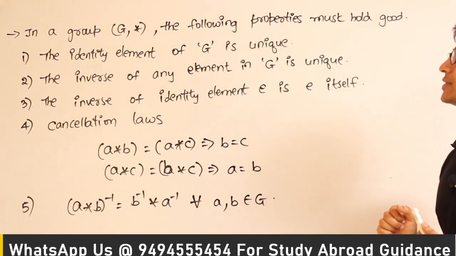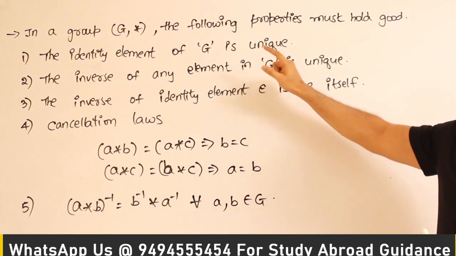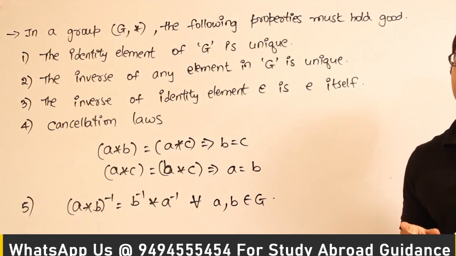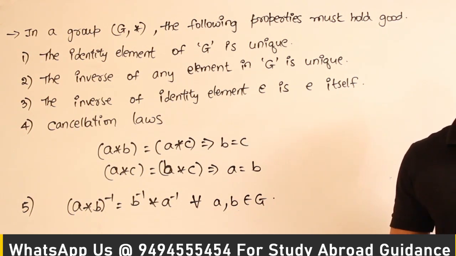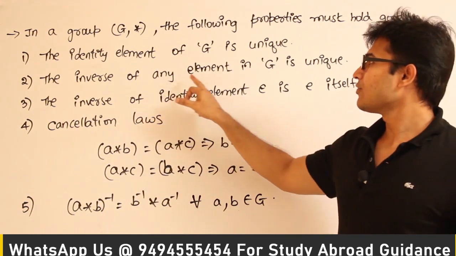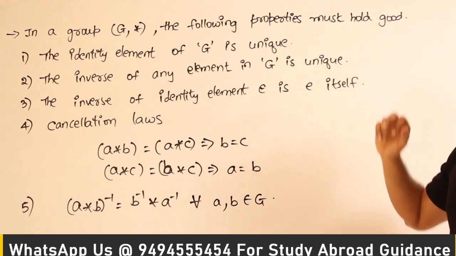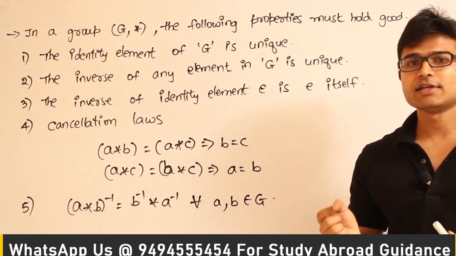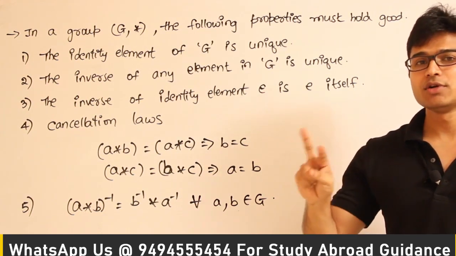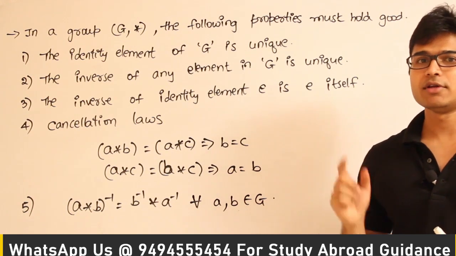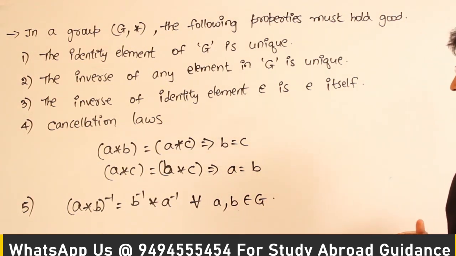So what are the properties? See this, the identity element of G is always unique, which means you will not have two identity elements there, you will always have only one identity element. Got it? And then the inverse of any element in G is unique. If you have an element and you try to find the inverse, then definitely you will get only one inverse. Two elements cannot be inverse of a single element. There will be only one element which is the inverse.